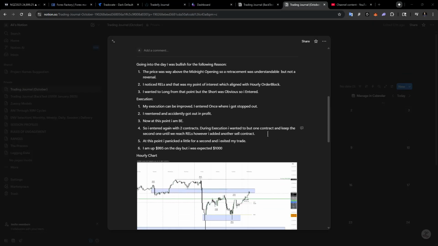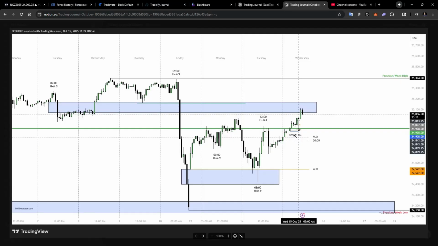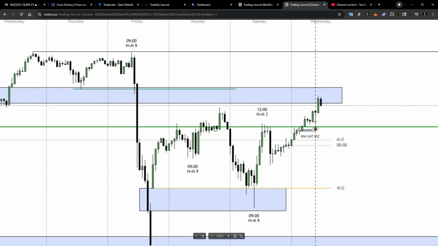Going into the day, I was bullish. The reason was quite simple: if you look at the hourly chart over here, we were far away from the midnight open, so I could expect a retracement, but not a full reversal. And when I saw the daily SMT on top here, there was a daily SMT before these two candles. I was bearish on this move down, and I had relative equal lows in this area, and then there was an hourly order block in that area as well.